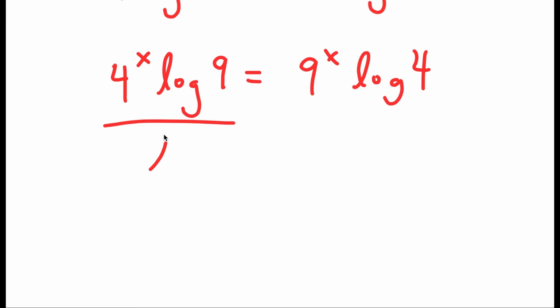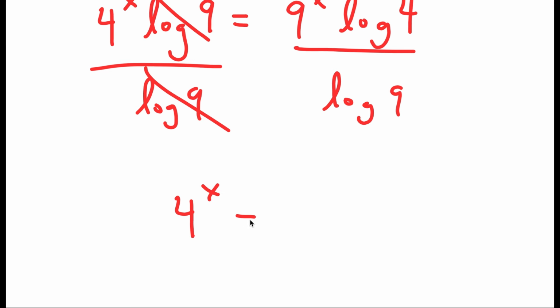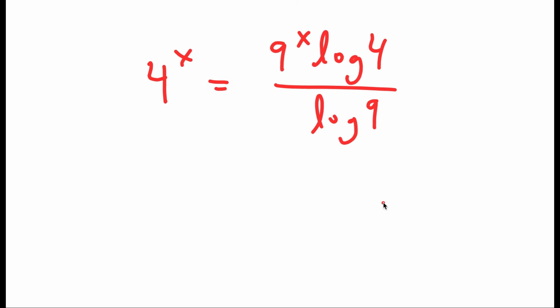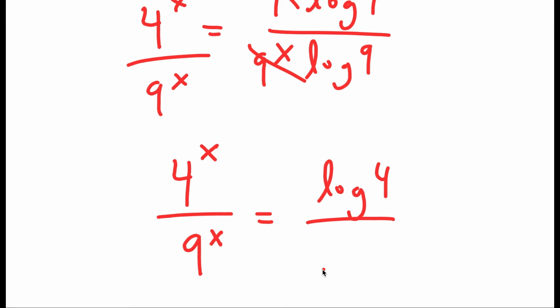Now from here, I'm going to divide both sides by log 9. So these two cancel out, and I get 4 to the power of x is equal to 9 to the power of x times log 4 over log 9. Now I'm going to divide both sides by 9 to the power of x. So these two cancel out, and I get 4 to the power of x over 9 to the power of x is equal to log 4 over log 9.